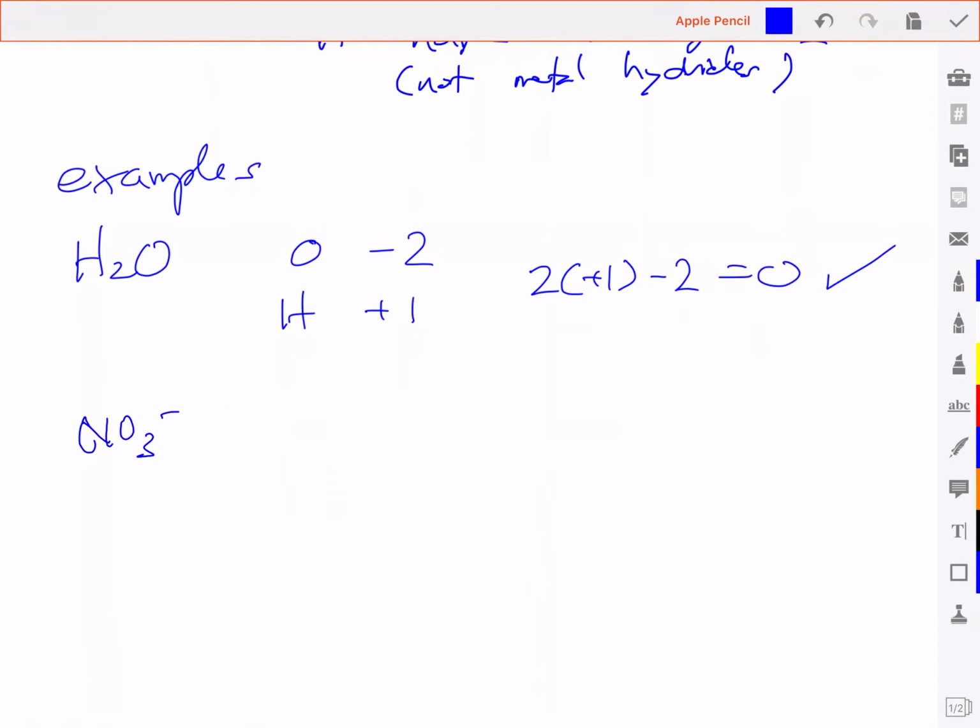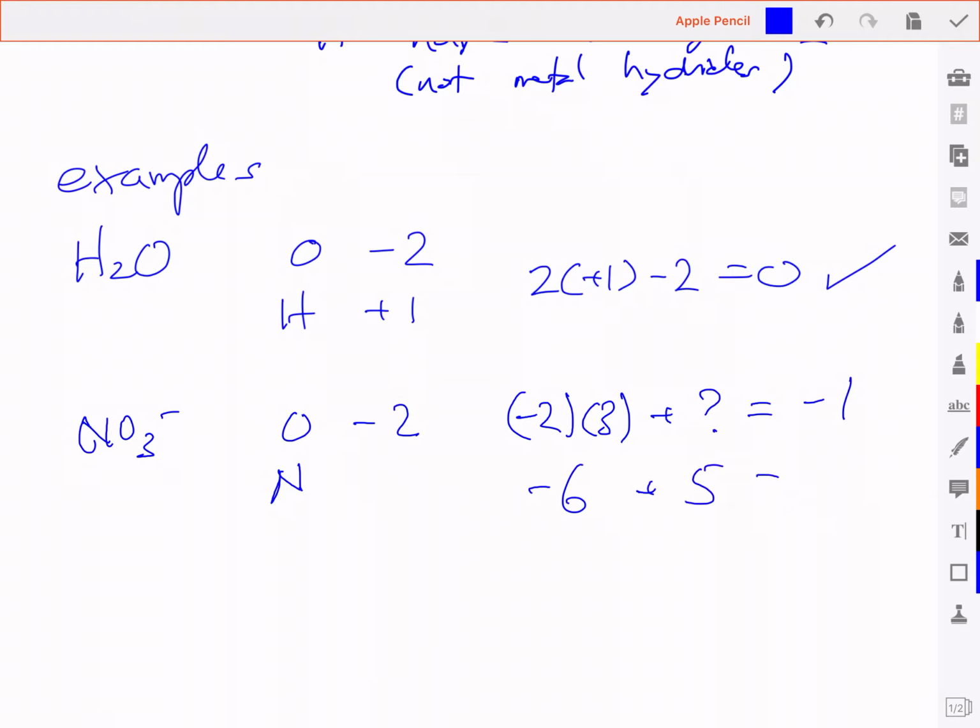NO3 minus, oxygen is -2. So our nitrogen, well, it's going to be 5, but you can picture -2 times 3 plus whatever, it's got to equal -1. So it'd be -6 plus 5 equals -1. So nitrogen has a value of 5 as its oxidation number.